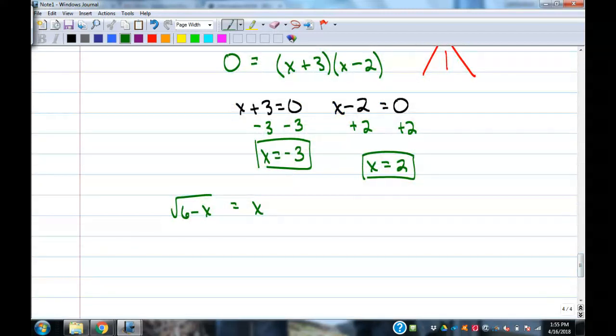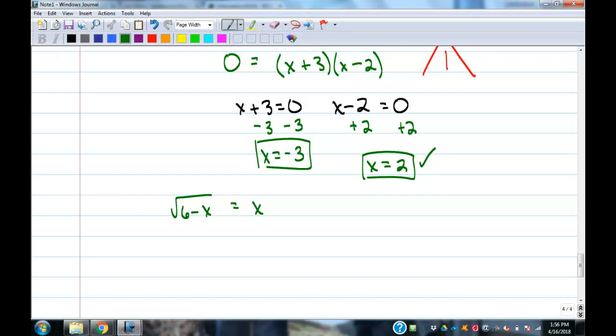What's the square root of 4? 2. Is that what's on the other side there? Yeah, so that one works. 2 works. It's entirely possible that negative 3 also works, but it's also possible that it doesn't. Okay, if I plug in negative 3, what's 6 minus negative 3? Positive what? 9, you mean? Yeah, sorry. And then the square root of 9 is 3. But there's a negative 3 over here. Does 3 equal negative 3?